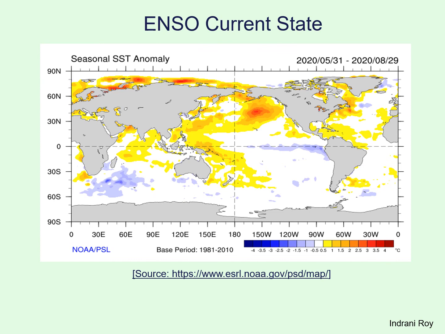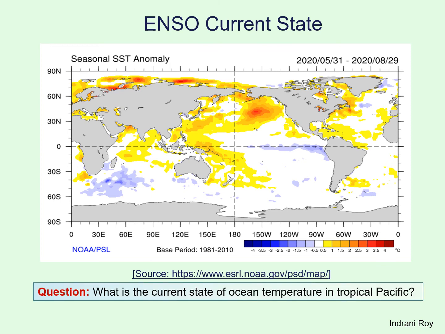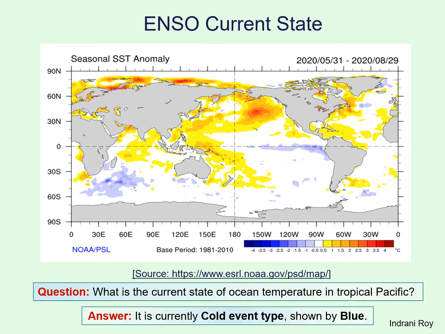This is the current state of ENSO. It is from May to August. What is happening in the central to eastern Pacific? You can see there is a cooling shown by blue color. And if it is cooling, that means it is a cold event type of ENSO. And then what will happen all over the globe? You can just figure it out from the plot that I showed earlier.